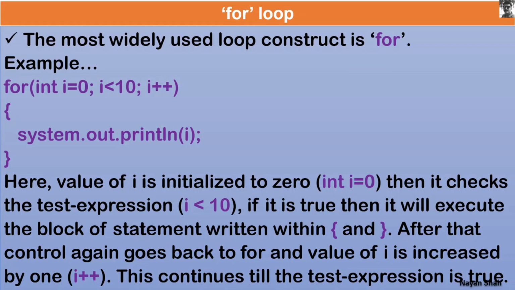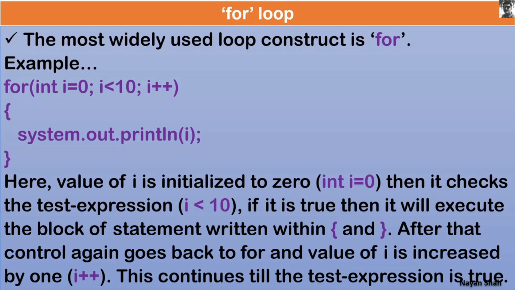Here the value of i is initialized to 0, as you've seen in the first initializer, i = 0. Then it checks the test expression i < 10. So it checks whether the condition is true. Yes, 0 is less than 10. If it is true, then it will execute the block of statements written within the set of curly brackets.